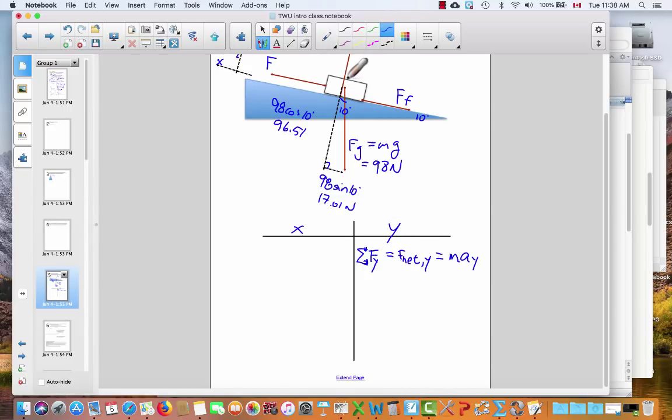So what is the net y force? Well, we've got Fn in the positive y direction. And then in the negative y direction, we've got this squeeze component. So minus the mg cosine theta component, cosine 10 degrees. And that's going to equal the mass times the y acceleration. But we already said the y acceleration was 0. So we know that Fn, the normal force, well, it's just going to equal 96.51 newtons.